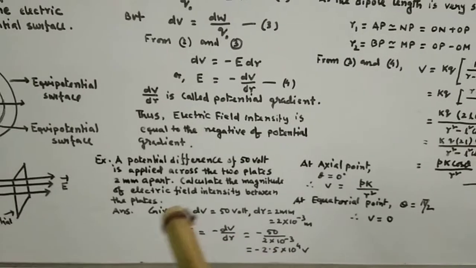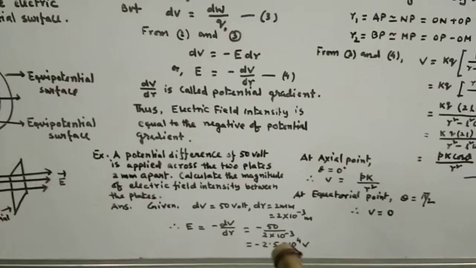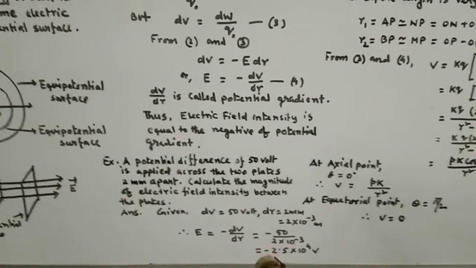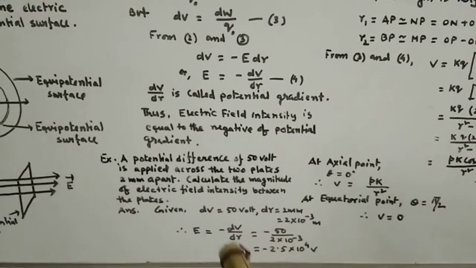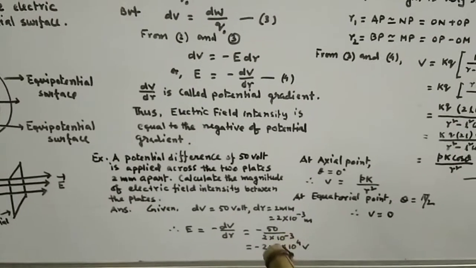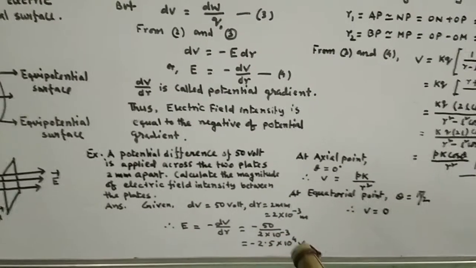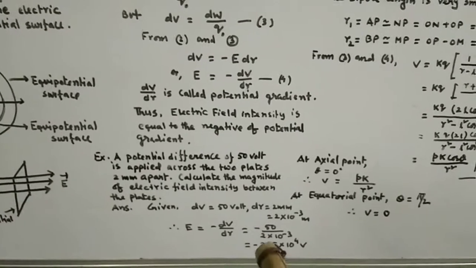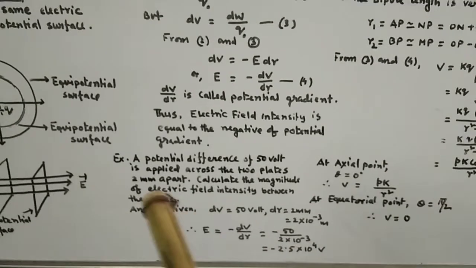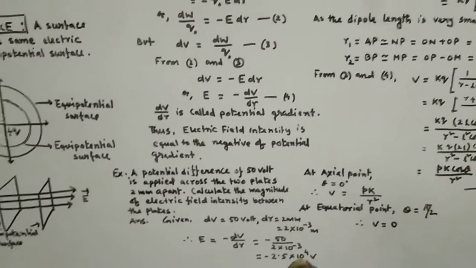If it is the magnitude, then you only write the positive value. Don't consider the negative part. If it doesn't ask for the magnitude, then you can write the negative sign. So substitute the value for dV, that is 50 volt, and dr is 2 mm, 2 into 10 to the minus 3. If you simplify this, 25 into 10 to the power 3, so 2.5 into 10 to the power 4. So the magnitude is, don't write the negative sign, 2.5 into 10 to the power 4 volt per meter. Otherwise you can put the negative sign if the magnitude is not asked. But in this question the magnitude is asked.